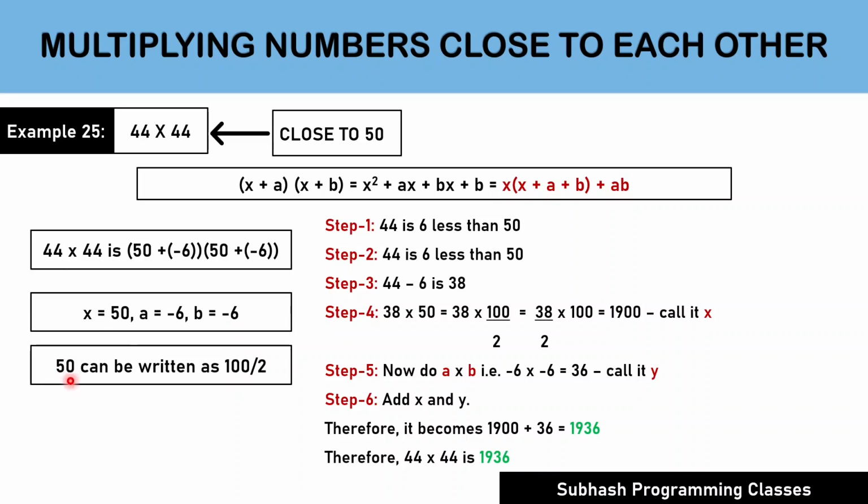And also we know that 50 can be written as 100 divided by 2. And then by following the same steps as discussed earlier in the previous problem, we actually get the answer as 1936. Therefore, 44 multiplied by 44 is 1936, and by just following these steps, we can easily calculate the multiplication problem involving two numbers that are close to 50, my dear friends.